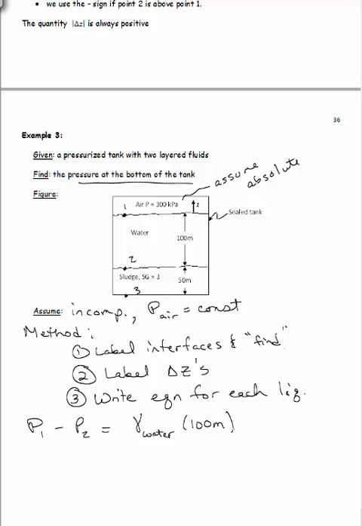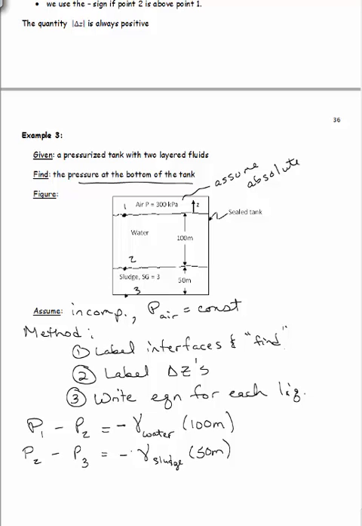Okay, and then what I need to do is figure out what is that sign. Okay, P1 minus P2, well, 1 is above 2. So 1 is going to have a lower pressure than 2. 2 is going to have a higher pressure because it's deeper, right? So that means P1 minus P2 is negative. So I want to put a negative sign. Let's write the next equation for the sludge. P2 minus P3 equals gamma sludge times 50 meters. Okay, now let's figure out the sign. Well, 3 is going to have a higher pressure than 2, also a negative sign.